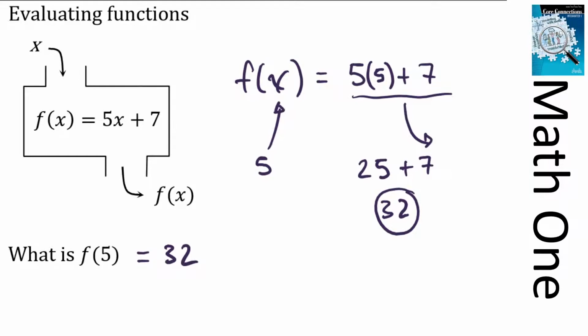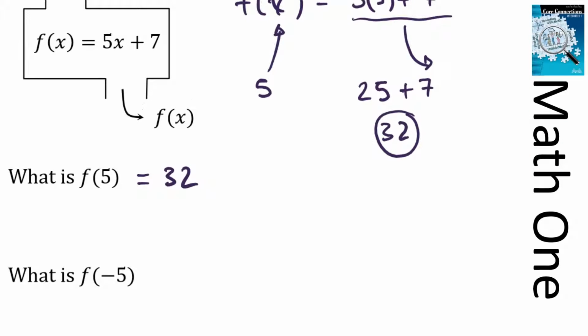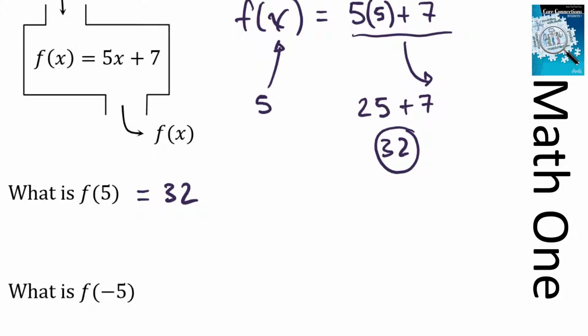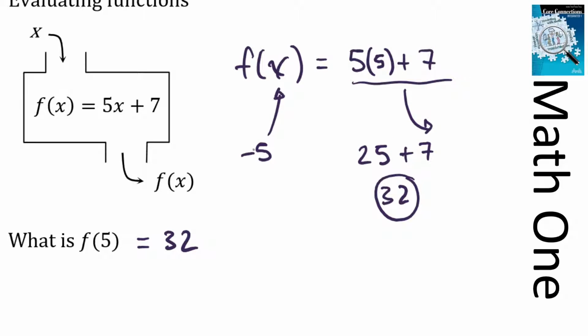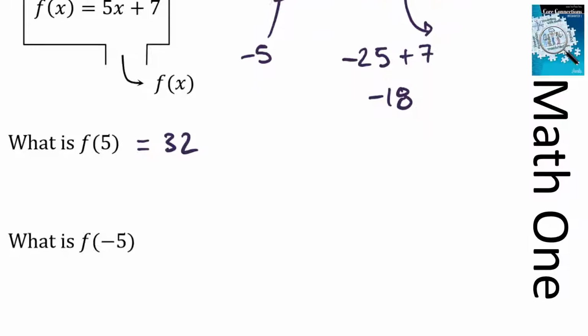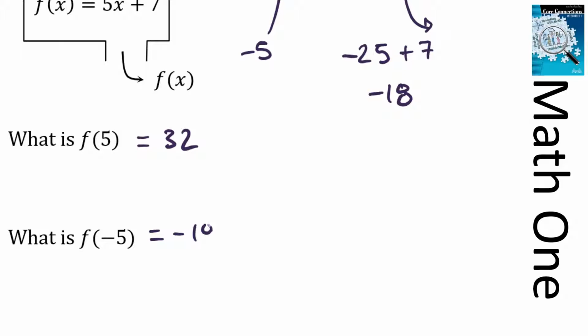The next question right below says, what is f at negative 5? Well, it's doing the exact same thing, except this time instead of putting in a positive 5 as an input, now we're going to be placing the number negative 5 in as our input. So all of a sudden this is now negative 25 plus 7. And if I have negative 25 and I add 5 to it, I'm sitting at negative 20. And then I add 2 more and I'm at negative 18. So if I place negative 5 into this function, it produces an output of negative 18.